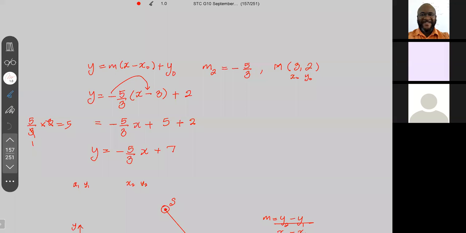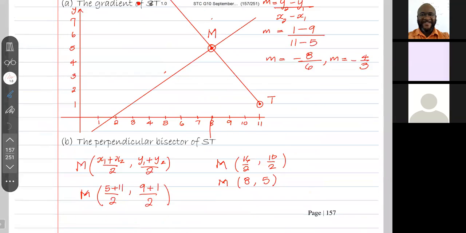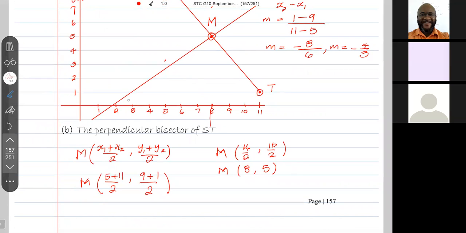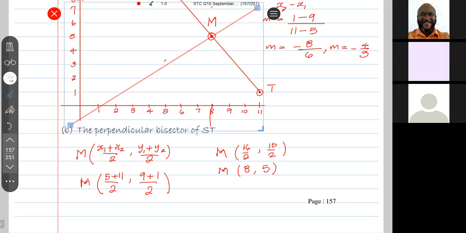So let's go back and just pretty up our diagram. All right, just to indicate that it passes through the point minus 1. Guys, this is the perpendicular bisector of ST. It is a straight line that passes through the midpoint of ST and meets ST at right angles.